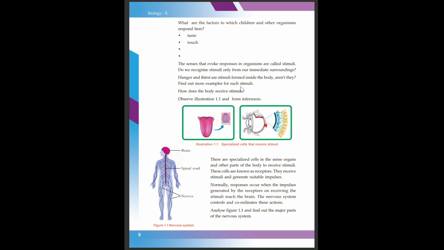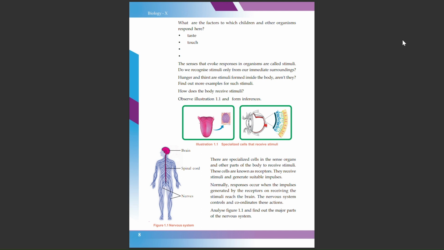Hunger and thirst are stimuli formed inside the body, aren't they? Find out more examples for such stimuli. How does the body receive stimuli? So let's see, how does the body receive stimuli?